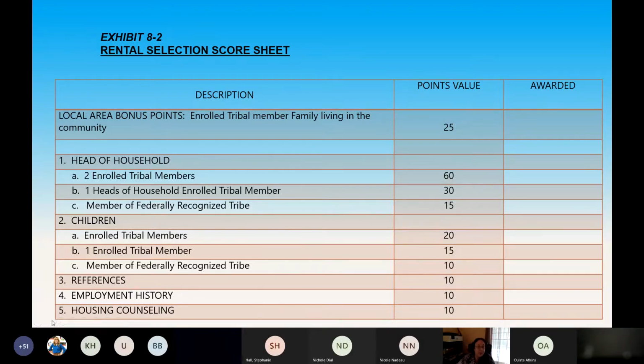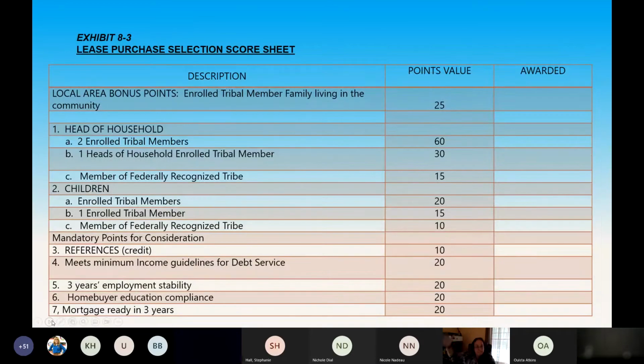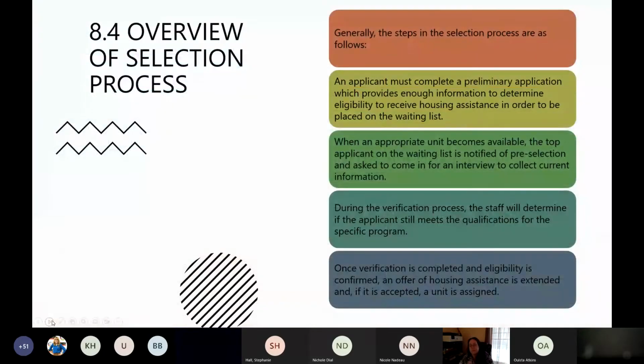So some people use these selection score sheets. You don't have to, it's up to you. 3 years employment. This could be for the lease purchase program. Meets minimum incomes for debt service, mortgage ready in 3 years, so that's up to you to put together with your governance boards. Overview of your selection process.